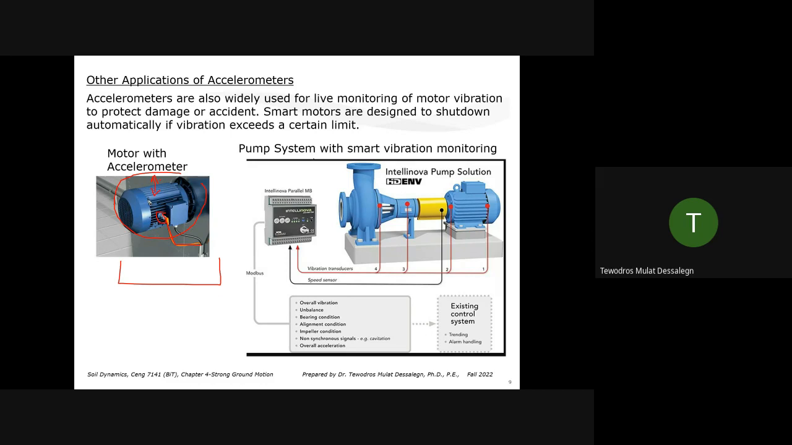Or like a pump system with a smart vibration motor. You have a pump running, a generator running. Where I'm working right now, our generator produces electricity, but we don't want excessive vibration on it. So we are constantly monitoring it using accelerometers. If it exceeds a certain value, it's shut down immediately, so we limit the damage on it.